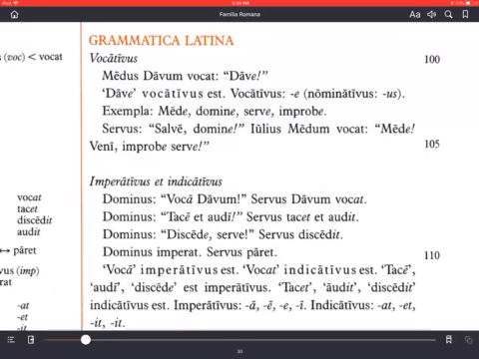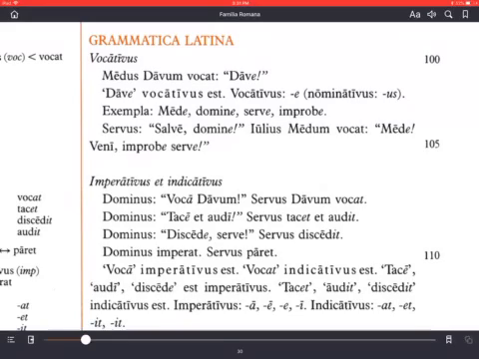So let's look through the vocatives and imperatives in Latin. Vocativus, Medus Davum vocat. Medus calls Davus. Dave. Alright, now notice the guy's name is Davus, but when Medus calls him, he doesn't say Davus, he says Dave. So this is a way of spelling the word. When you change from the us ending to the short e ending, it's called the vocative case ending. This is technically a masculine singular vocative ending. And it's for a second declension noun.